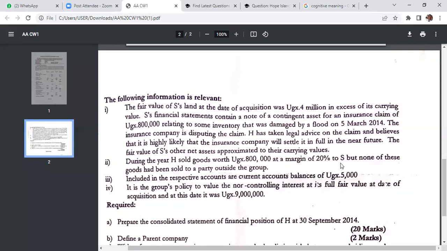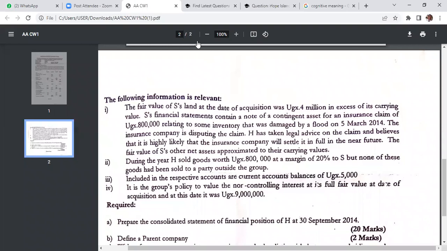So here they're telling you that S did not sell anything, but none of these goods had been sold outside the group. So meaning the entire stock, the way you took it to S, is still there. Now we have unrealized profit. Sometimes they will tell you 50% is within the group, then you compute for 50%. So allow me therefore to take it to our workings.